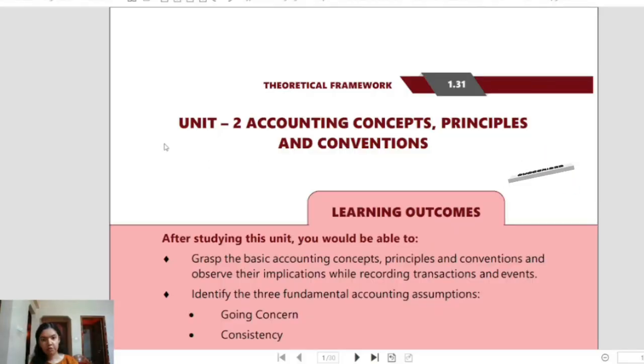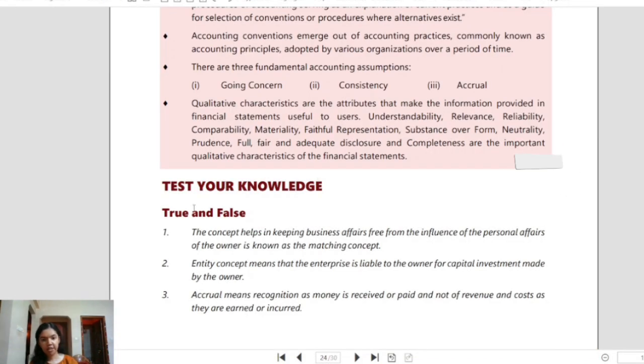So today we'll be solving the true or false questions from Chapter 1, Theoretical Framework, Unit 2, Accounting Concepts, Principles and Conventions. Question number 1. The concept that helps in keeping business affairs free from the influence of personal affairs of the owner is known as the matching concept.